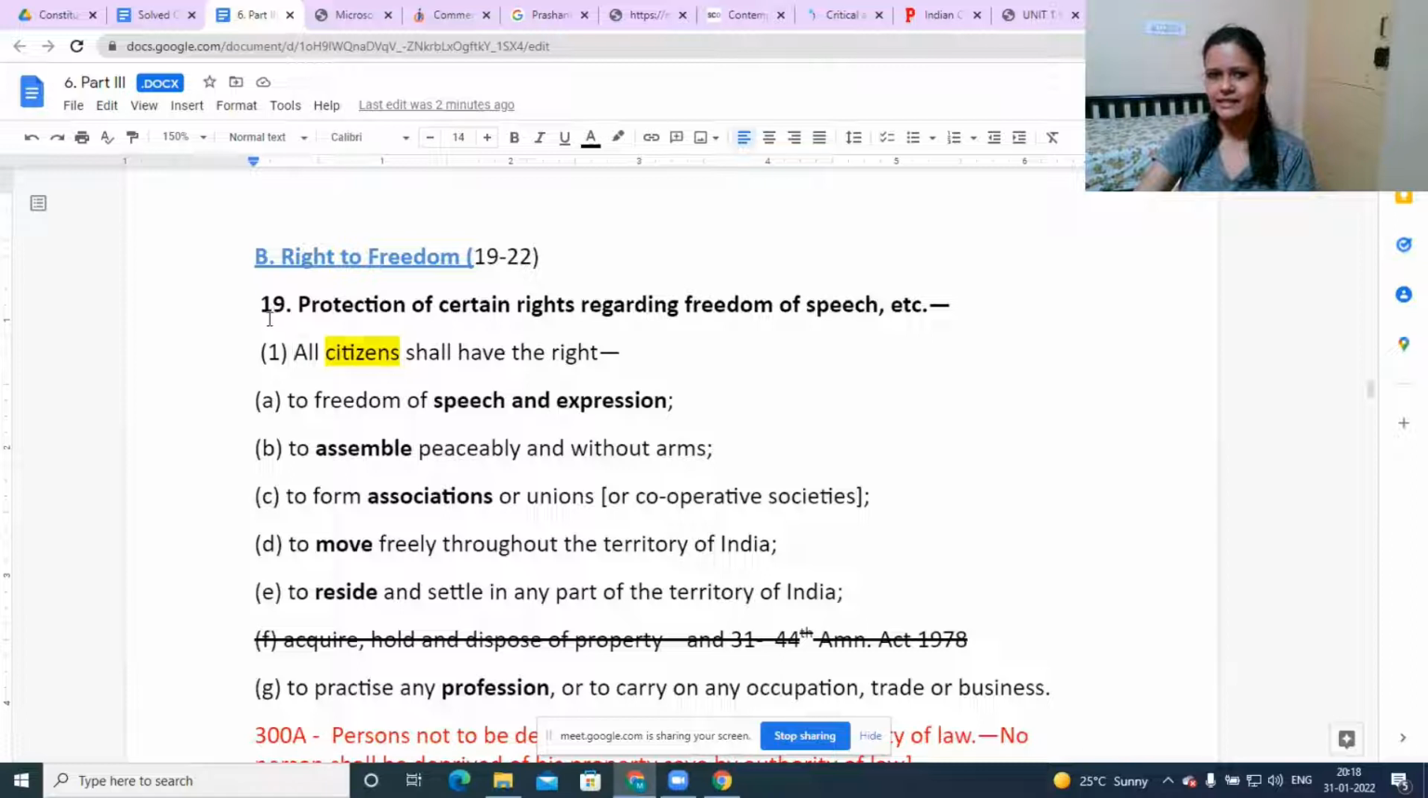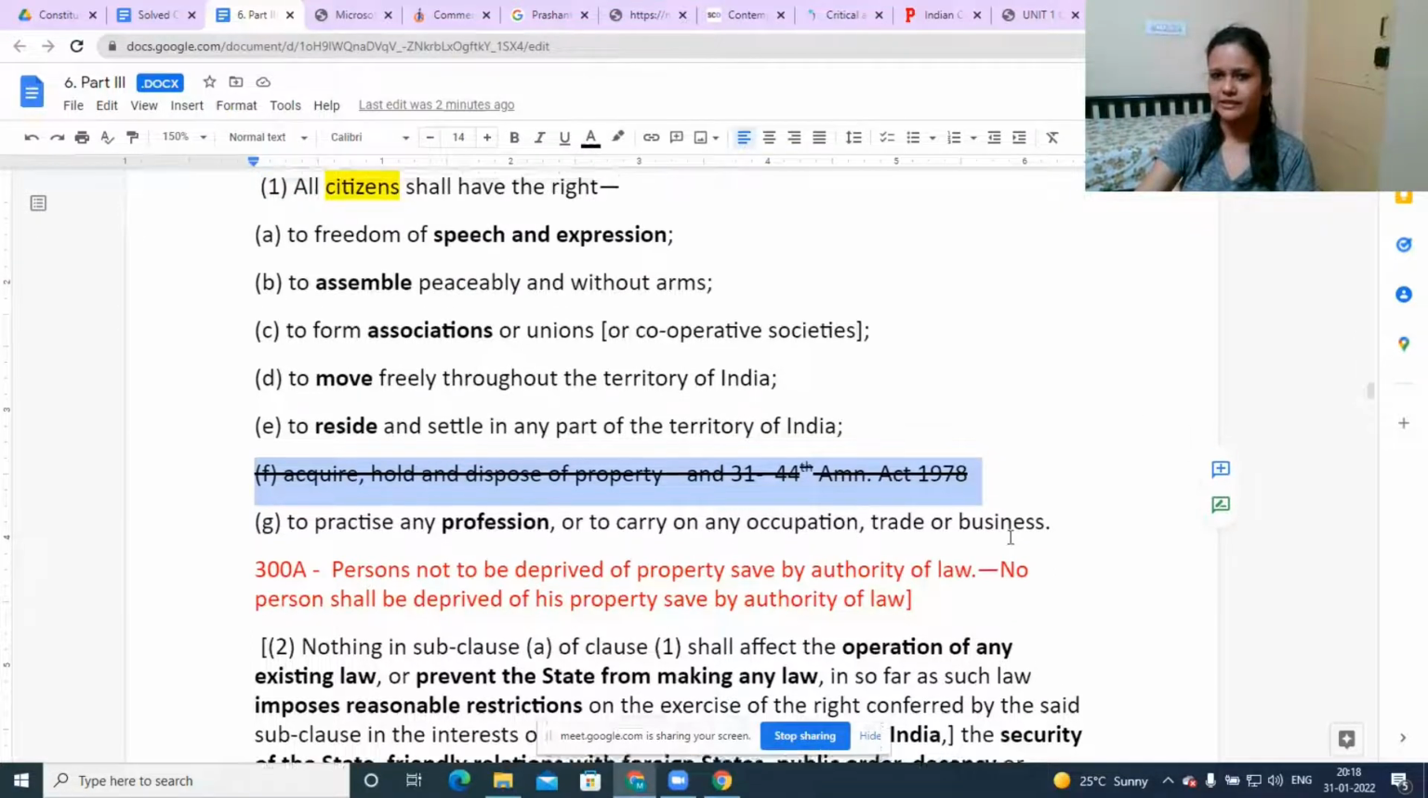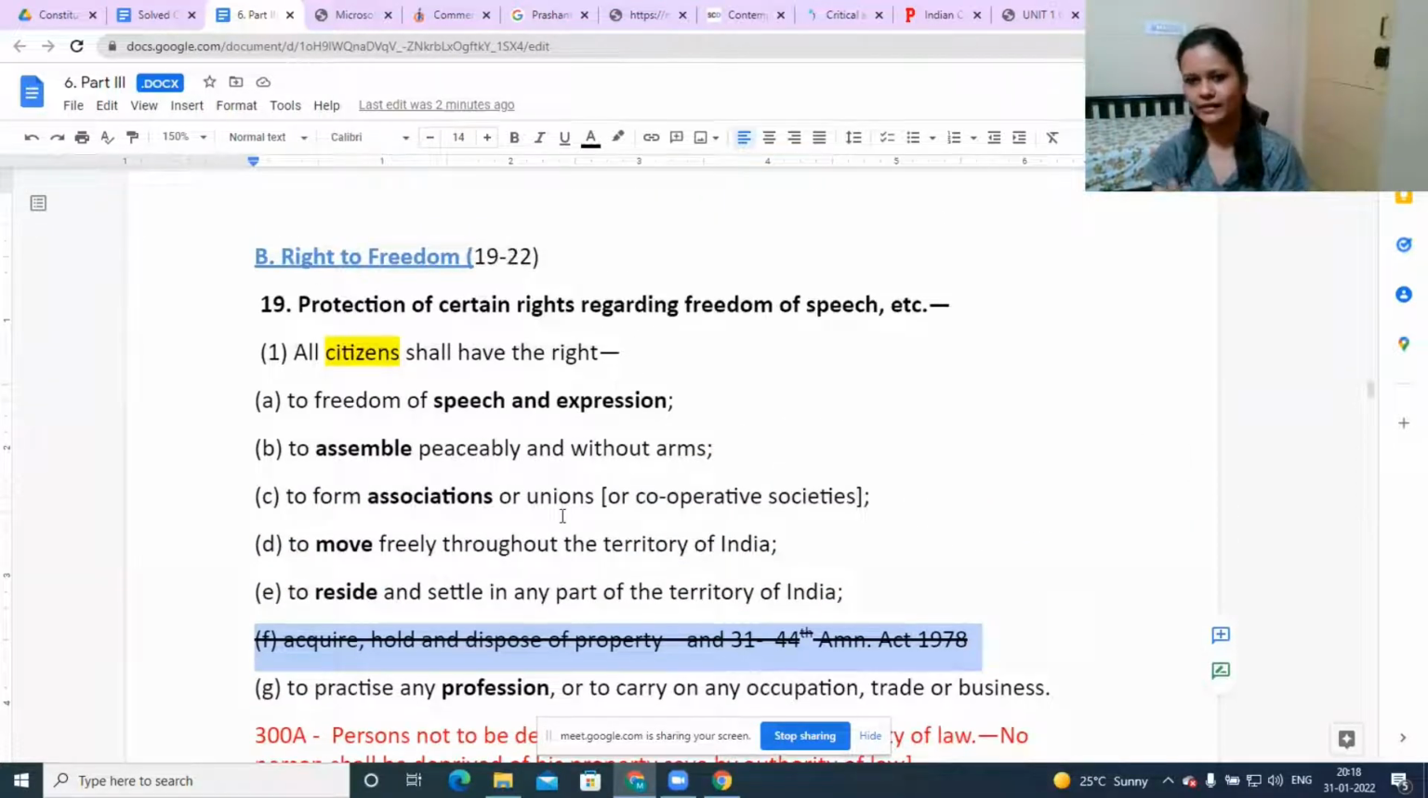So Article 19 has some subclauses, Article 19 clause 1, and then we have these 6 different types of rights. Previously, it used to be 7 types of rights, but Article 19(1)(f), which talks about the right to property, has been removed. So what kind of a right is this now? Right to property is no more a fundamental right. But then what kind of a right is it? It is a constitutional right.